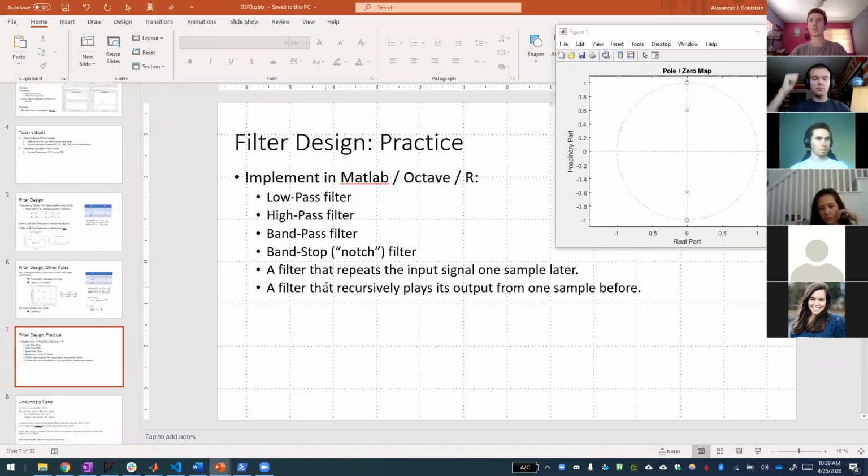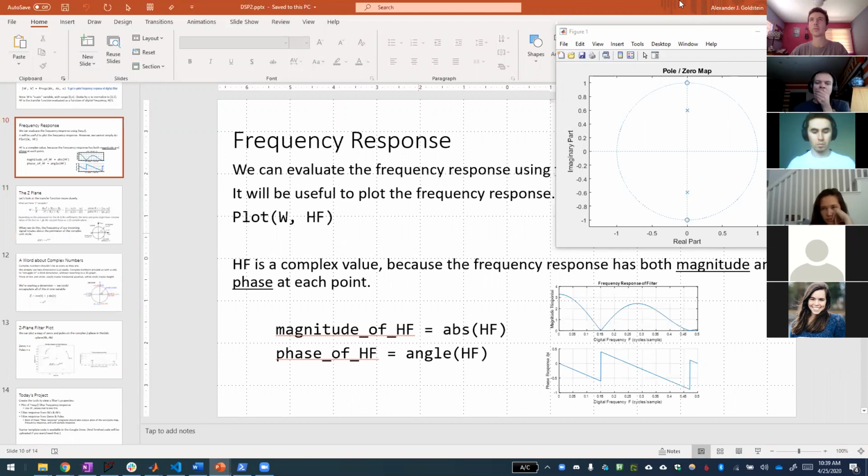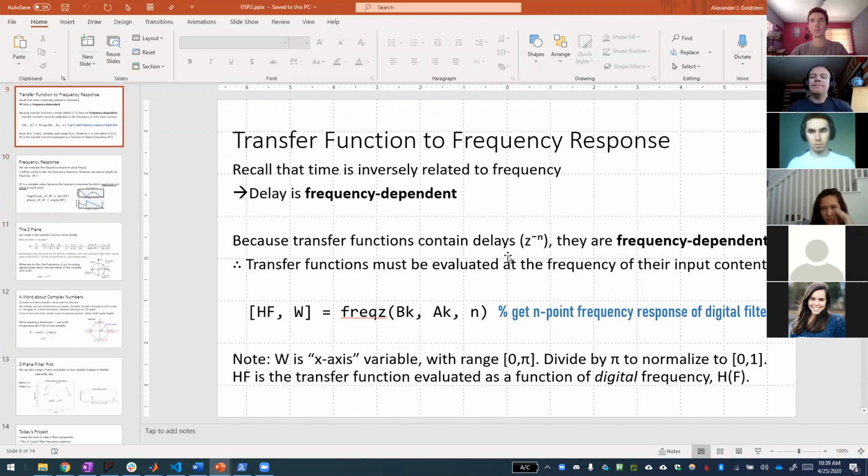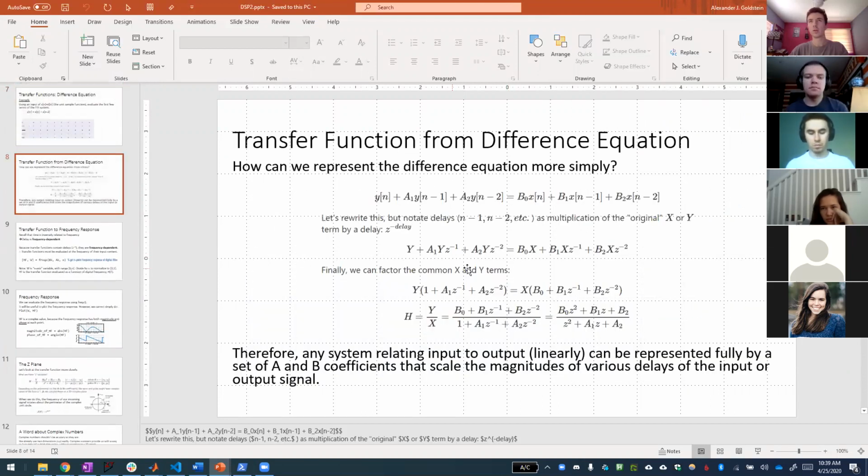So the final two are basically just, if you have a filter that repeats the input signal one sample later, that is equivalent to, let's see, it's actually in here. So if you have some filter that's going to repeat the input sample, then you want this x[n-1] term. You want it delayed by 1. So that just means that you're going to have a b coefficient.